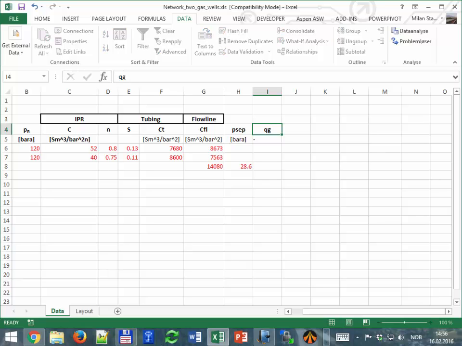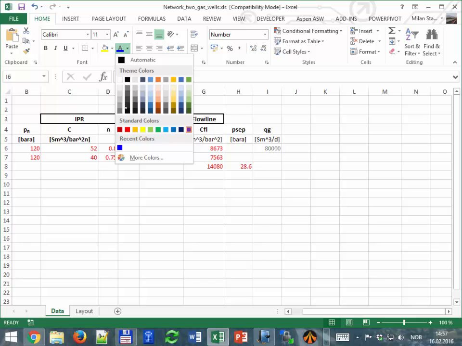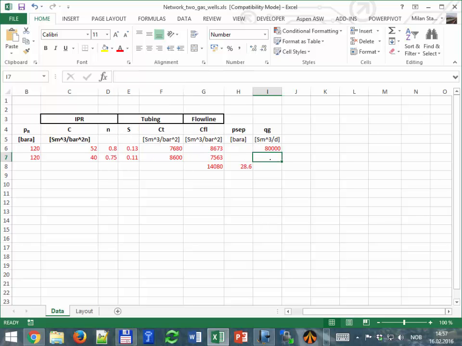Let's say we are going to give now the rate, standard cubic meter per day. And we said that this well has to produce, this one was the good well, we know already. So for this well, we say we want to produce 80, and that's going to be an input, so I'm going to put it in red. And this one was 30, I think. Again, I'm going to put it in red because that's an input.